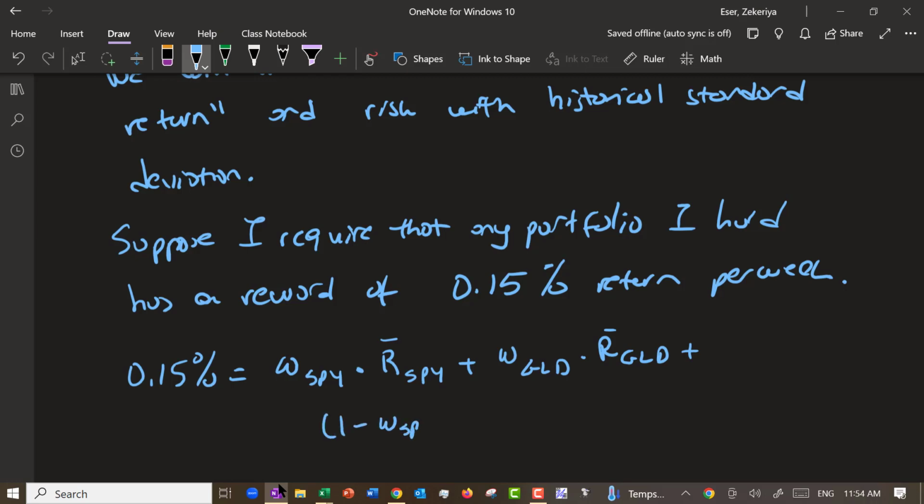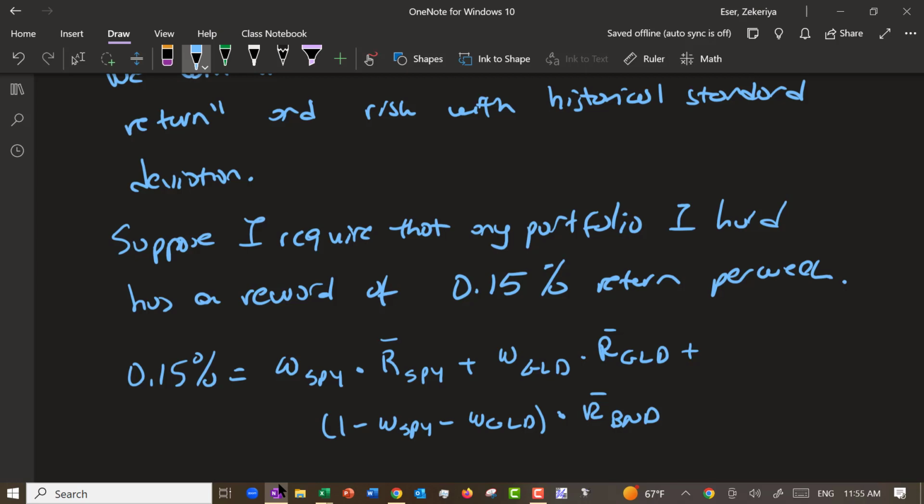So there are two things that I do not know, right? Because I know the average returns. If I knew the weights of SPY and GLD, the weight of the bond ETF is automatically determined. How many different combinations of those two weights would solve that equation, do you think?